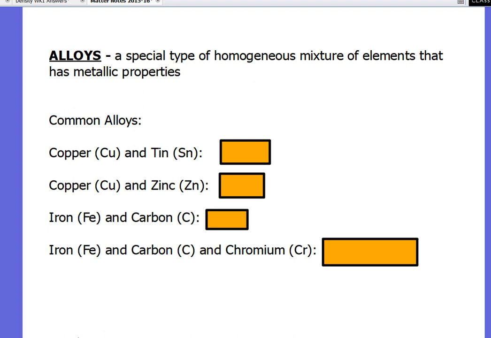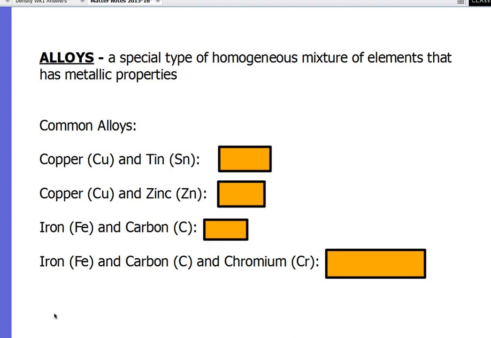Alloys are a type of mixture. They're when metals are bonded together. When they're bonded together, they can be separated again. If you melt the metal down, they'll separate out based off of their masses and their densities. And you don't have to memorize these, but let's just take a look.